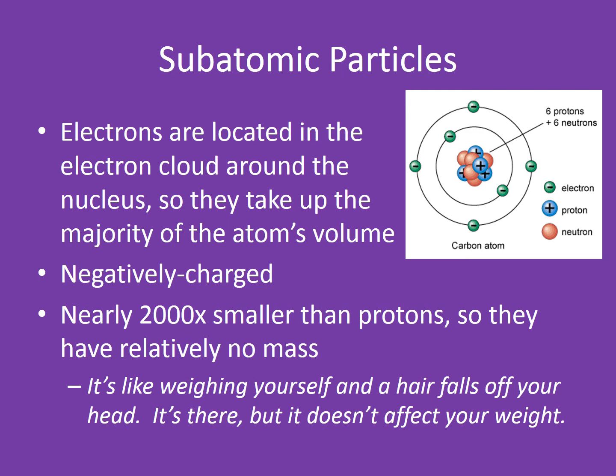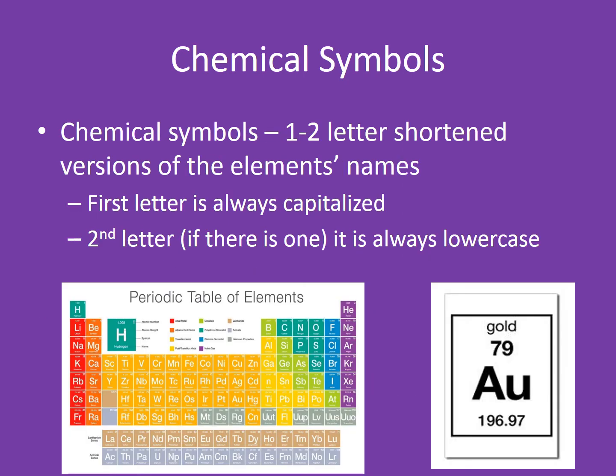Now with mass, we assigned protons and neutrons a mass of 1. That's because electrons in comparison are almost 2,000 times smaller. So we really don't factor them in when we're talking about the mass of an atom, which we will be doing today. And I like to say that it's like weighing yourself and a hair falls off of your head. It's there, but it doesn't affect your weight. That's pretty much what an electron's doing as well. It's there, but we're just going to look at the protons and neutrons when we're talking about the mass of the atom.